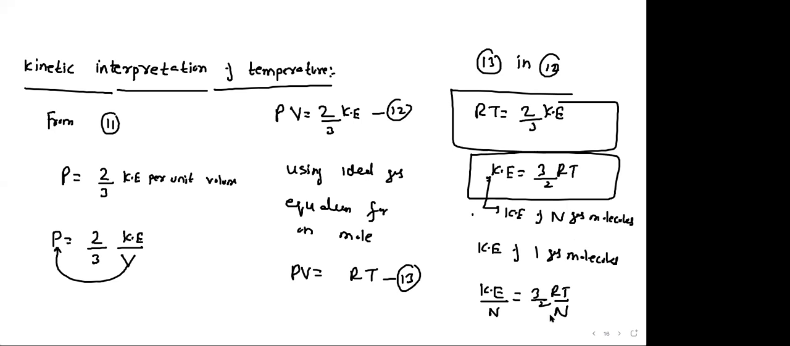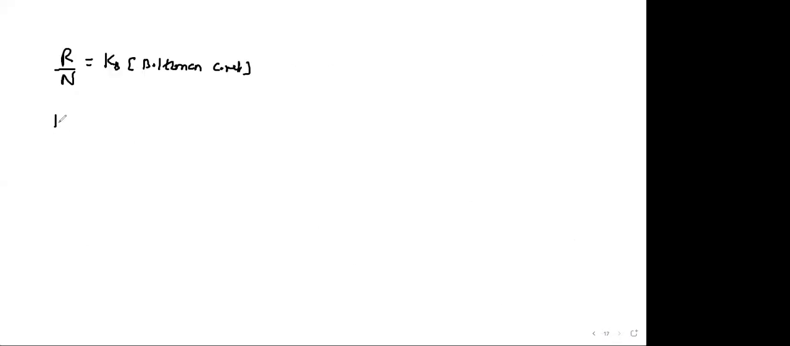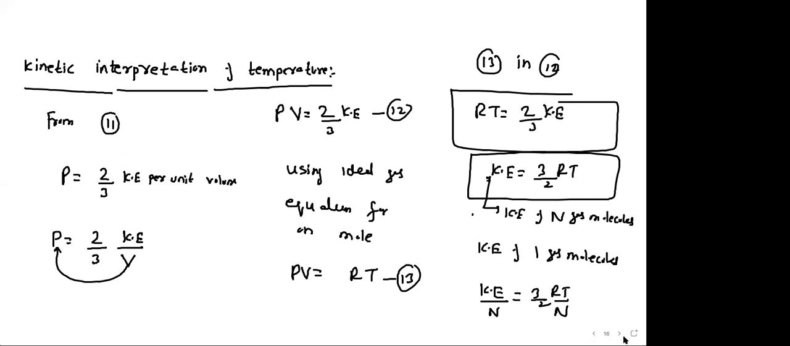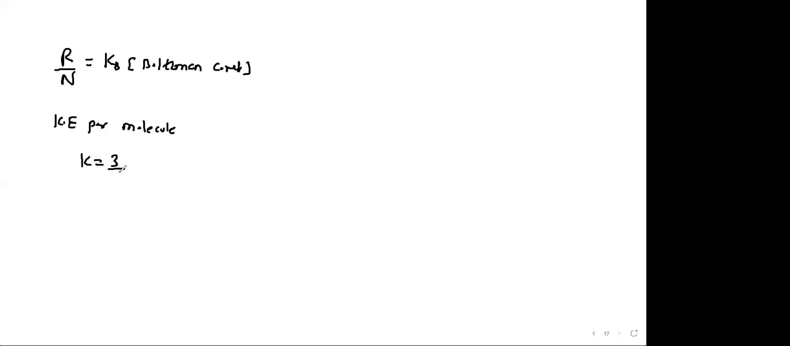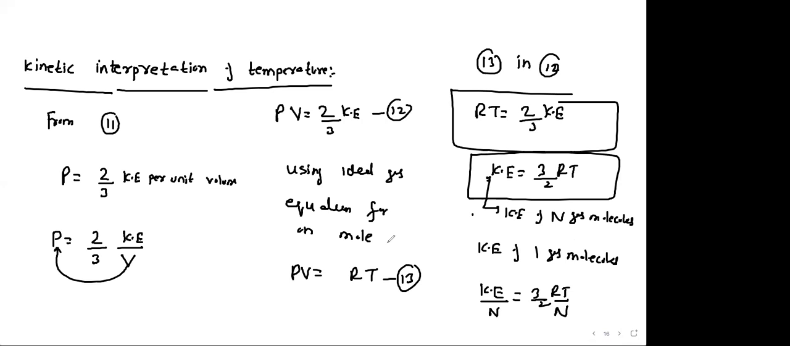Here n is the Avogadro number. R by n is another constant, which is known as the Boltzmann constant. Now, if I do this substitution, instead of R by n I am using kB. So you can say that the kinetic energy per molecule, which I am writing as K, is 3 by 2 kB T. That's kinetic energy per molecule. Just note it down.